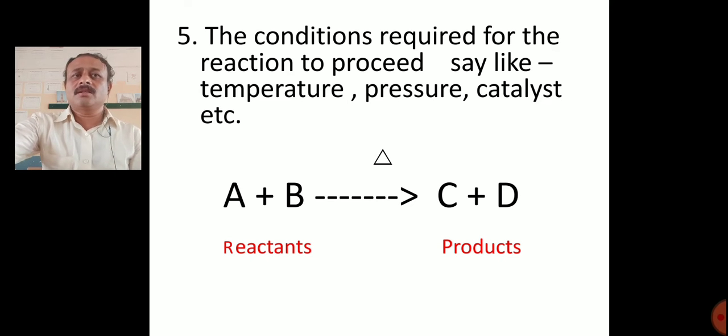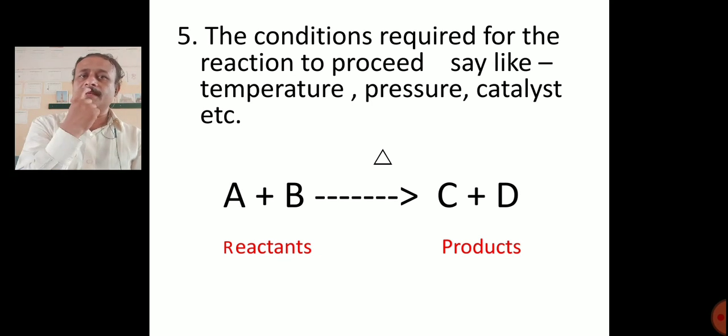By adding a catalyst, it increases the speed of the chemical reaction. So, a catalyst is one which increases the rate of a chemical reaction. If these conditions are there, we have to mention them above the arrow mark. If you are using a pressure of 200, you have to write 200 atm, atmosphere pressure, right.